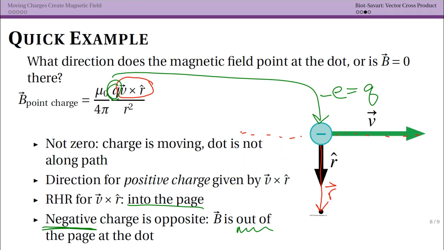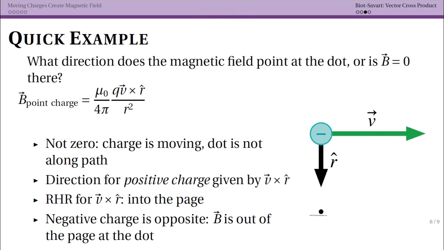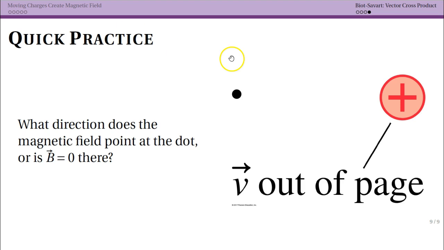So hopefully this logic makes sense. I now want to see if you can do it on your own. And again, keep in mind that you should expect to see a question like this on the TBL. So you're not really using the values in this equation, but you do need to know that it's V cross R and not the other way around. So in this case, we have a dot, we have a positive point charge, and velocity is out of the page. So again, the charge is coming basically straight at us. So I'm going to pause the video. You should pause it for as long as you need to think about this. Pick the direction and decide, or is it 0 there?